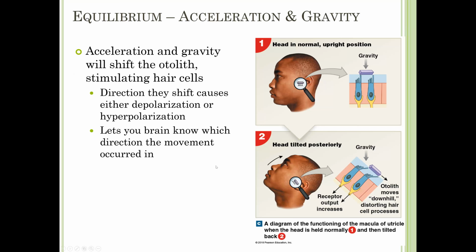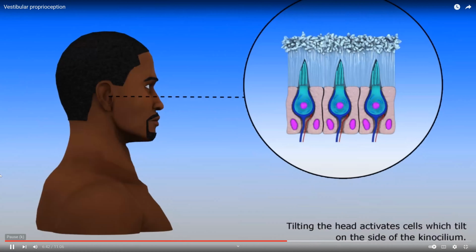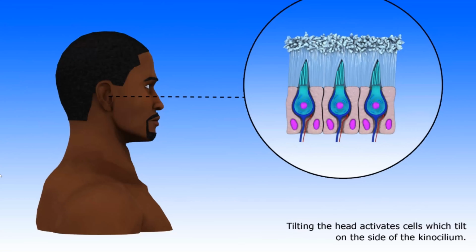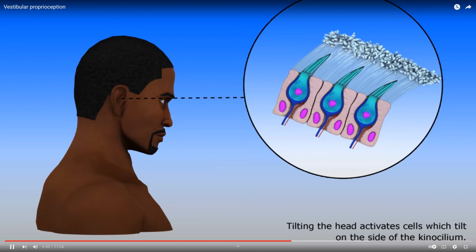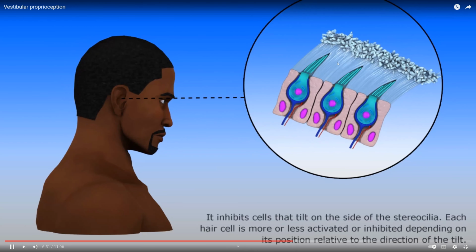So I have a quick little video demonstration of this one as well. This is just a quick little clip to show you, so if you bend your head forward, the gravity is going to pull the otoliths forward, which is going to move the gelatinous mass, which is going to bend the cilia of the hair cells.